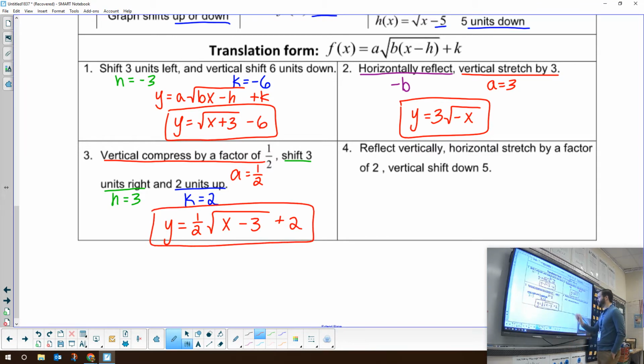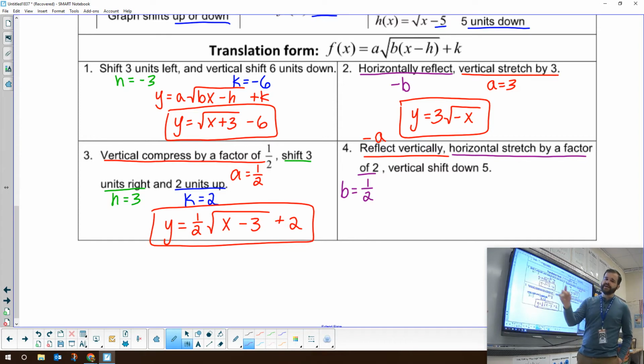All right, our last one, reflect vertically. That means I have a negative in front, my a. Horizontal stretch by 2. Now, this is where it gets trippy. Horizontal stretch by a factor of 2. So, we're going to have to flip that around. That actually means that my b is 1/2, because remember, your b is backwards. All right? So since we're stretching, we actually have a fraction. Okay? And then a vertical shift down 5. That just means that my k is -5.